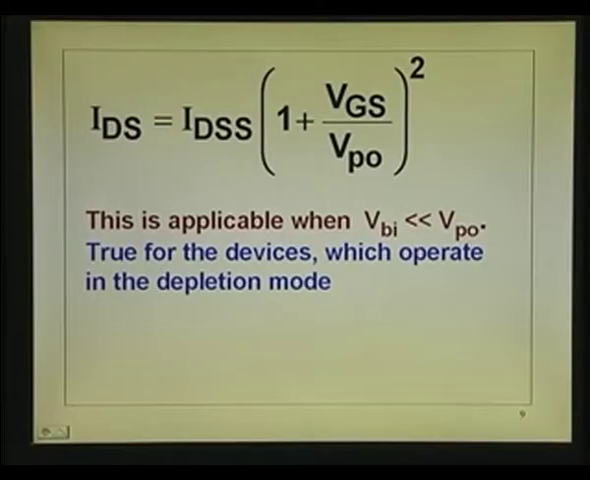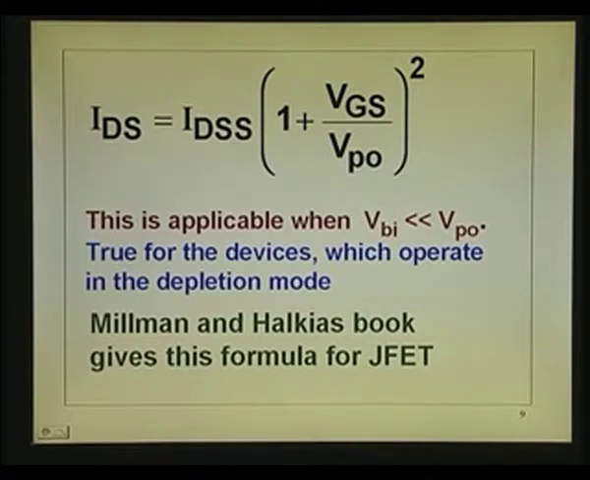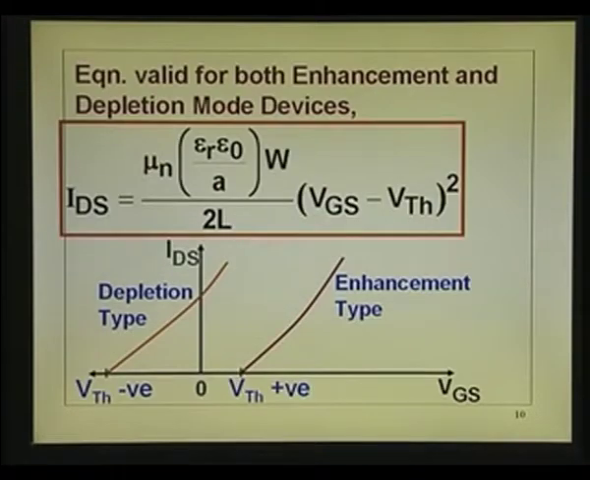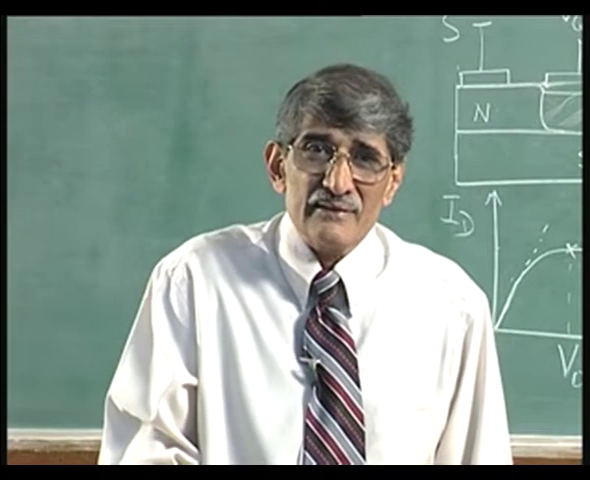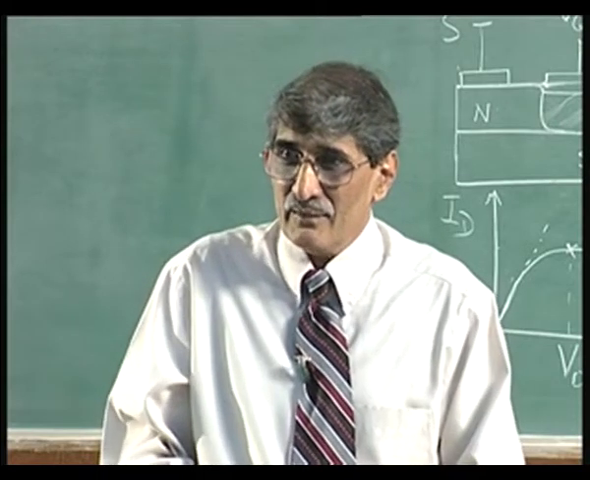Millman Halkias's book gives this formula for JFET. So, formulas are same for JFET and MESFET. Now, let us see. This is the formula that we have derived in general, mu Cs W by 2L into VGS minus V threshold whole square. Here we have not neglected VBI compared to VP0. That means, it would hold good for a situation where VP0 is larger than VBI. It will hold good for a situation where VP0 is not large. It will even hold good for a situation where VP0 is less than VBI.